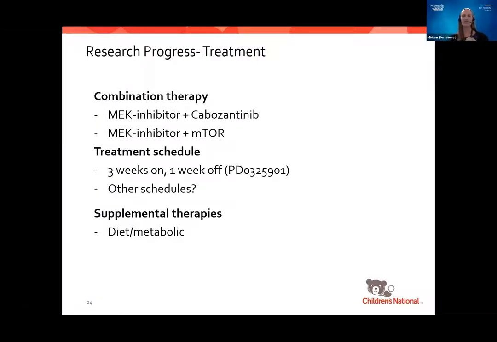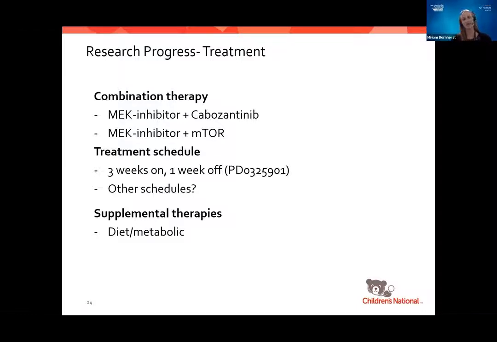Research progress of other things that we're looking at. So combination therapy. Would it work better if we put a MEK inhibitor with something else? So if we took a MEK inhibitor plus cabozantinib, for example, which is a tyrosine kinase inhibitor, which inhibits signals at the very start when it hits the cell, or a MEK inhibitor plus an mTOR inhibitor, which is another pathway in the cell that sometimes can actually be very similar in terms of their action.